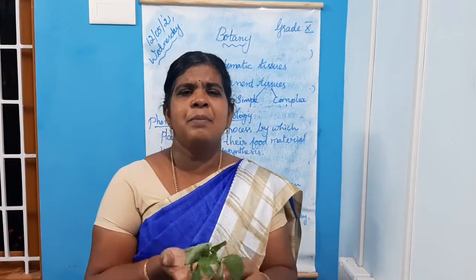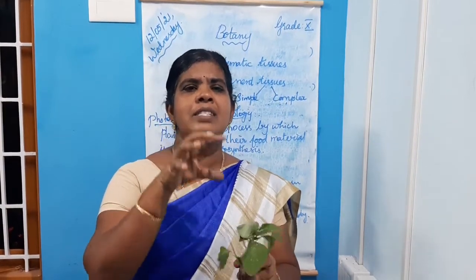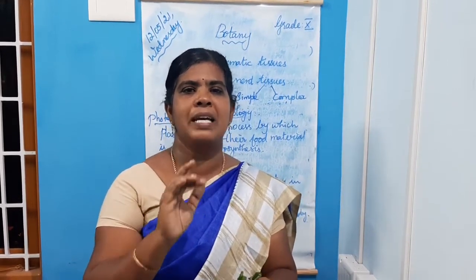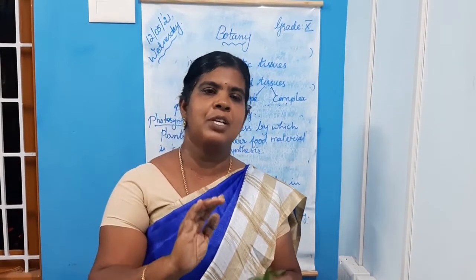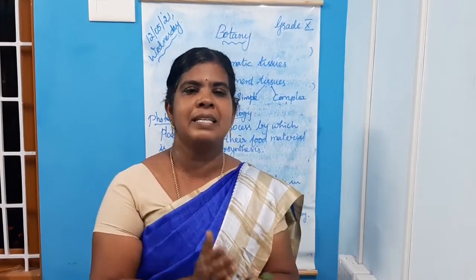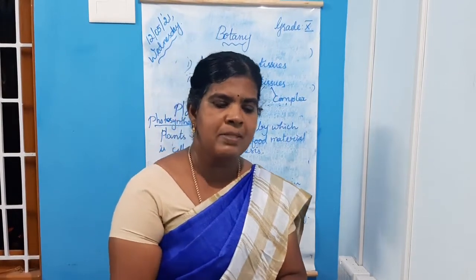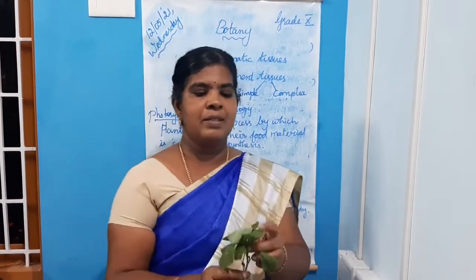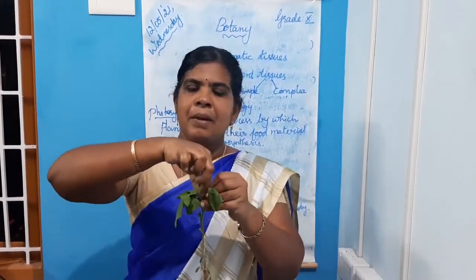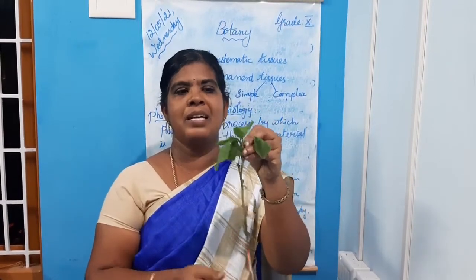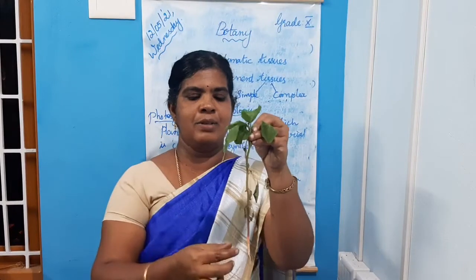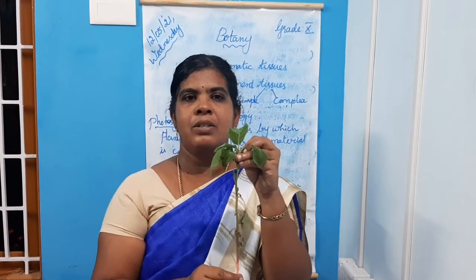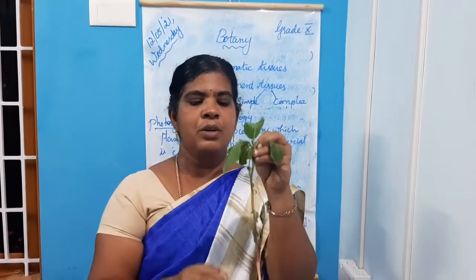Then anatomy means the internal structure. What are the things present inside the plant? The study of the internal structure of the plant is plant anatomy. You know that different tissues are present inside. What are the two types of plant tissues? Meristematic and permanent. Meristematic tissues are present mostly in the stem apex and the root apex, that is, the shoot tip and root tip.